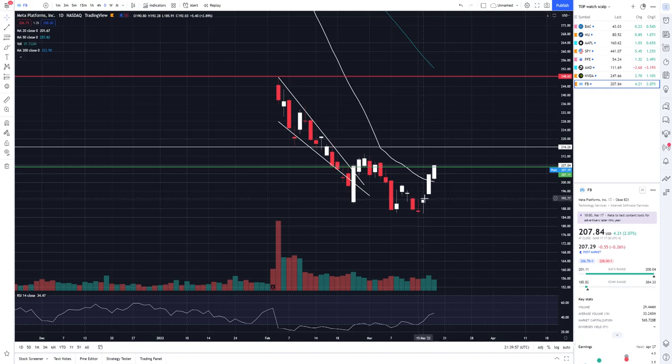So I took a position here before the actual break. Actually, I took a starter before, and while it was breaking the 192 end of day, that's when I added to my position. And we ended up gapping up and going.